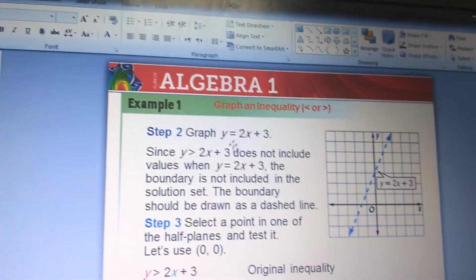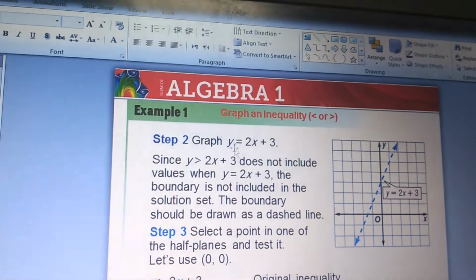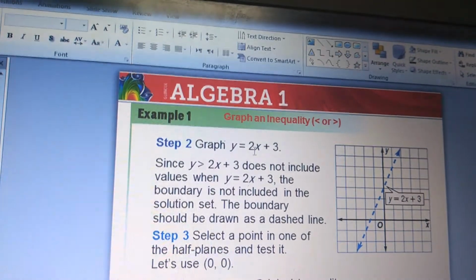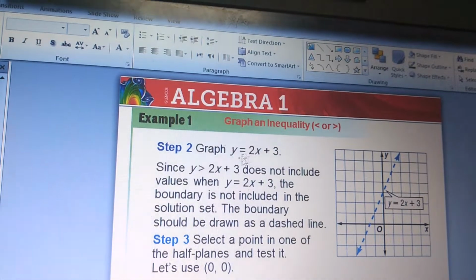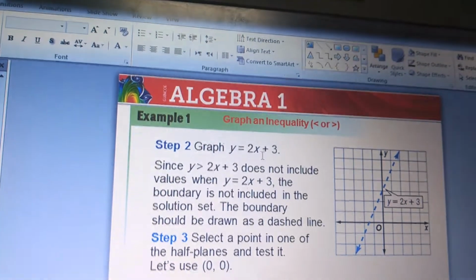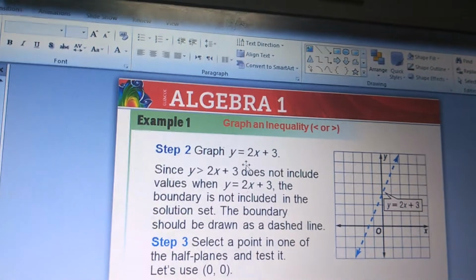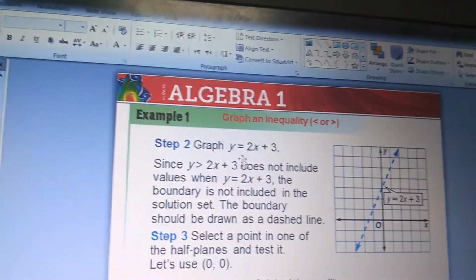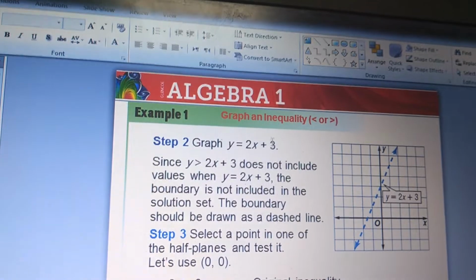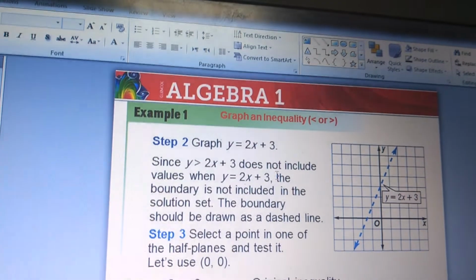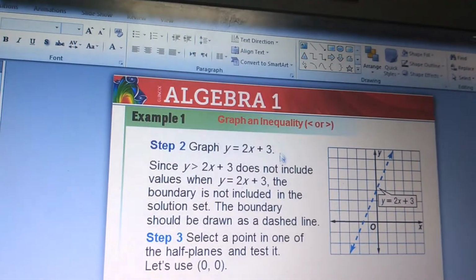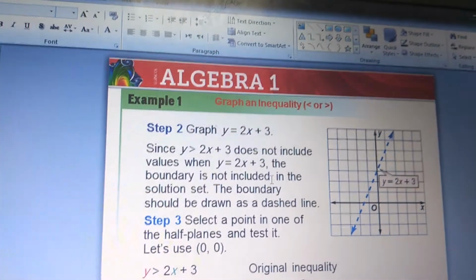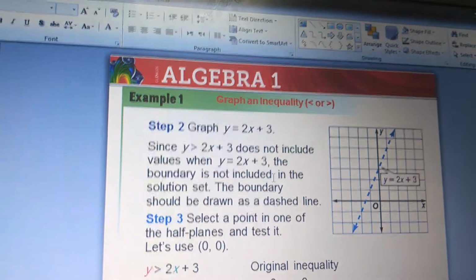Or you can make x equals 0, then y will be 3. Or you make y equals 0, then 2x plus 3 equals 0, minus 3 minus 3, 2x equal negative 3, divide by 2, then you will get x equal negative 1.5. Or as I said, here y-intercept is 3 and the slope is 2. You use rise over run. You go 2 squares up and 1 square right. You have many ways to graph the line.